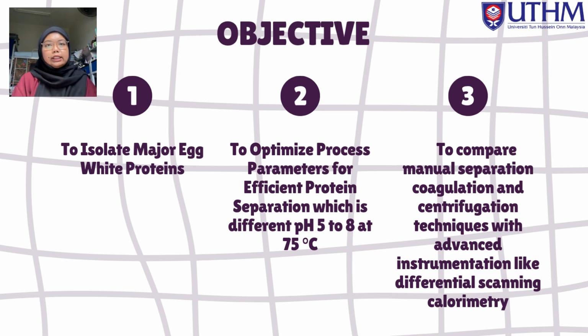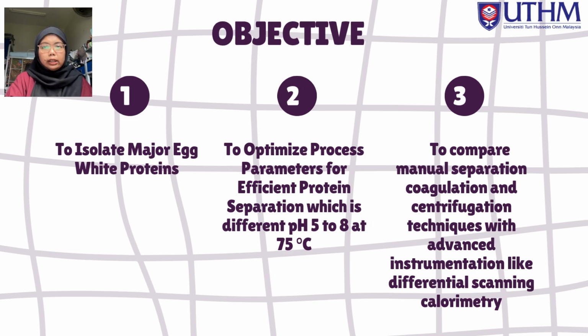The objective of this project is to isolate major egg white protein. Also, the second objective is to optimize process parameters for efficient protein separation, which is different pH 5 to 8 at 75 degrees Celsius. For the third objective, to compare manual separation, coagulation, and centrifugation technique with advanced instrumentation, which is differential scanning calorimeter (DSC).